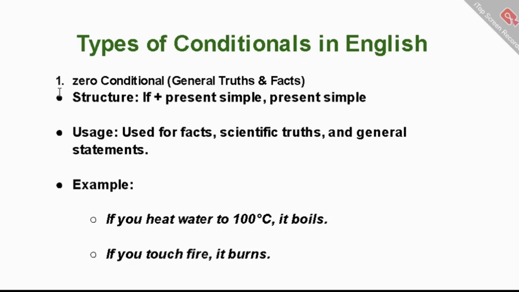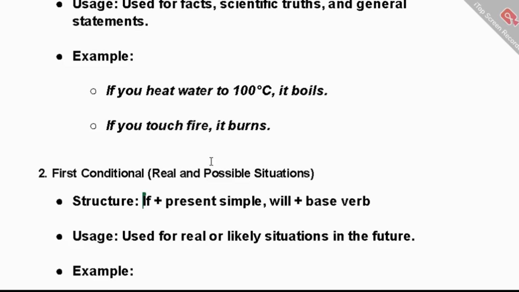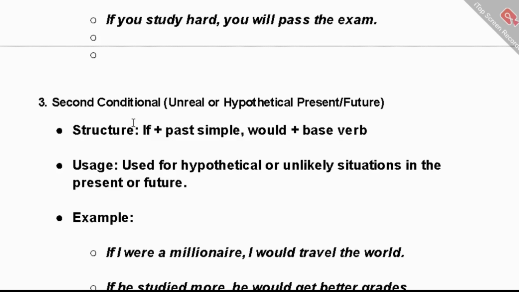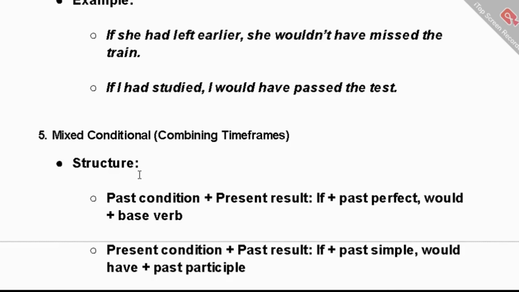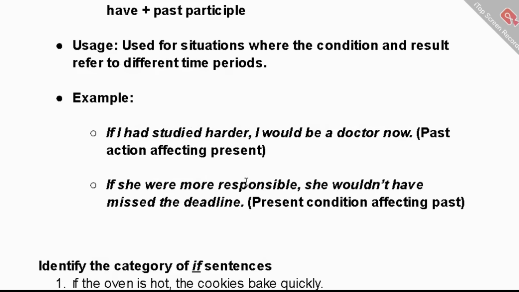So there are five types of conditionals. Zero conditional, which talks about general truths and facts. First conditional, which is real and possible situation. Second conditional is unreal or hypothetical present or future situation. Third conditional is unreal past situation. And the last one, mixed conditional, that is combining time frames, means it could be present or past.